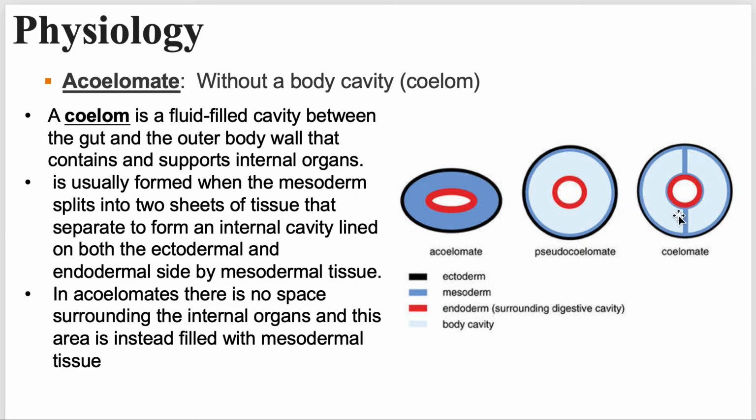So the nematodes that we talked about have a pseudocoelom. Earthworms or annelids are going to have a coelom, and then these guys are going to be without a body cavity or acoelomate, right? So a coelom is a fluid-filled cavity between the gut and the outer body wall that contains and supports all the internal organs. It's usually formed when the mesoderm splits into two sheets of tissue that separate it to form an internal cavity lined on both the ectodermal and the endodermal side by mesodermal tissue. In acoelomates, there's no space surrounding the internal organs, and it's just an area that's filled with mesodermal tissue instead.